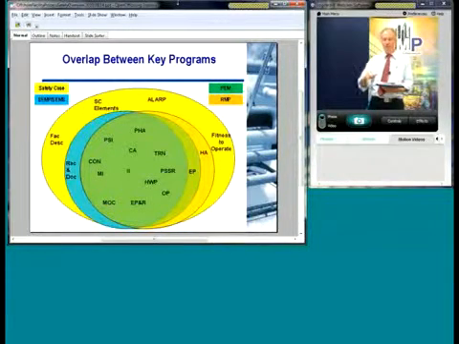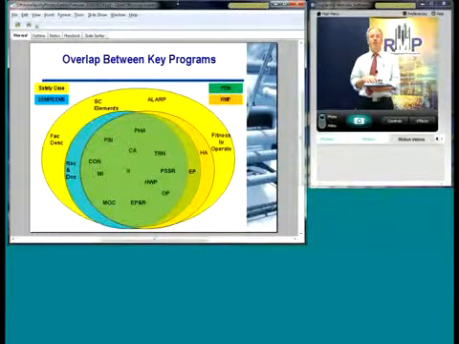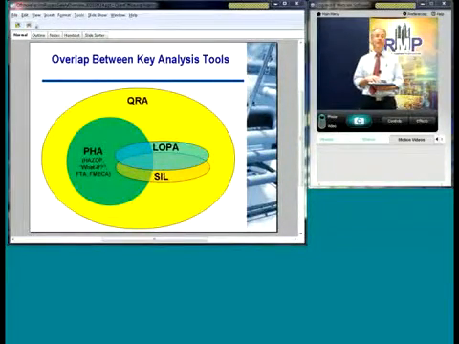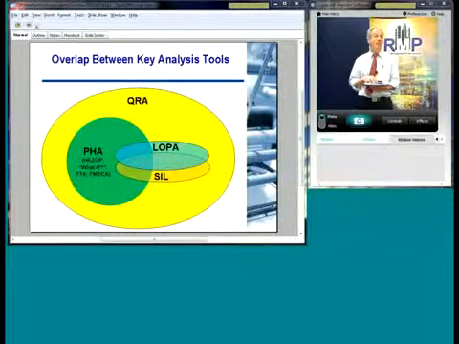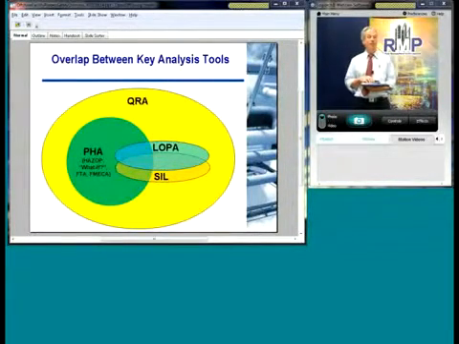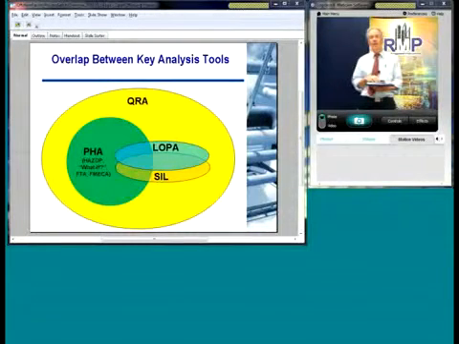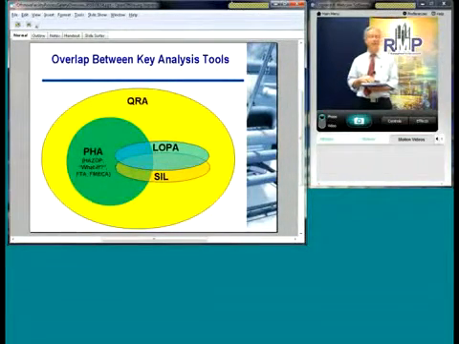Also, each of the individual elements may have a lot of overlap. This is a slide depicting a lot of the very common techniques that are used to analyze risk, from a simple process hazard analysis that may include techniques that you're very familiar with, HAZOP, what if, fault tree analysis, and FMECA. LOPA, layer of protection analysis, overlaps with that significantly because you're looking at a lot of the same scenarios.